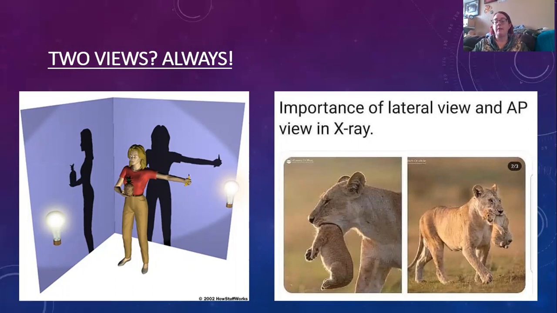And so being that we need 2 views, kind of like this lion here, looking at it from one direction, it looks really, really bad. And from the other direction, it's like, oh, she's just doing her job.